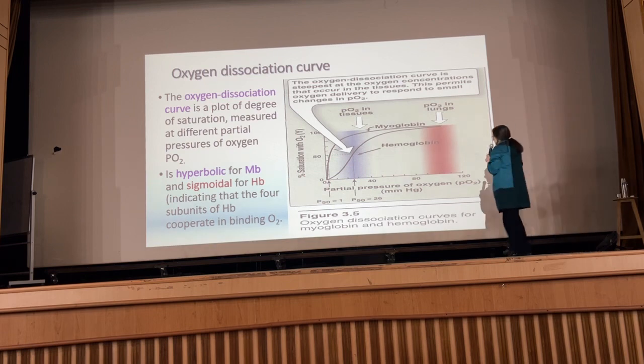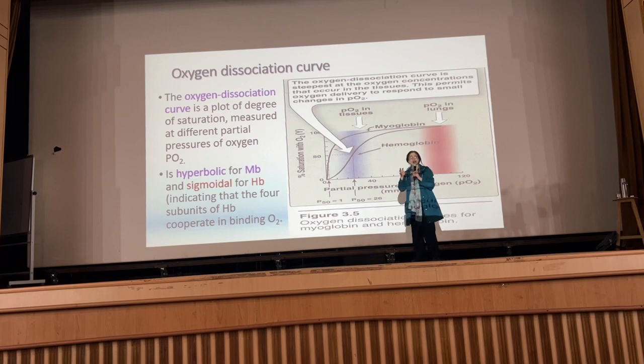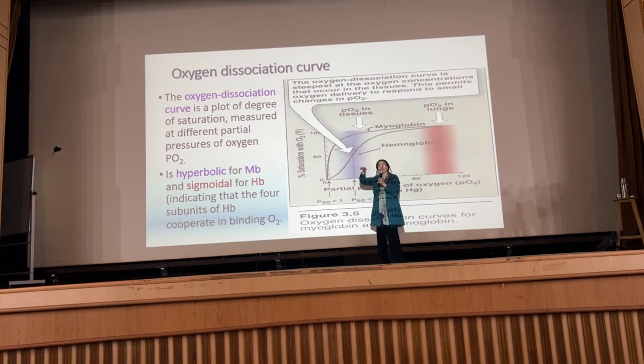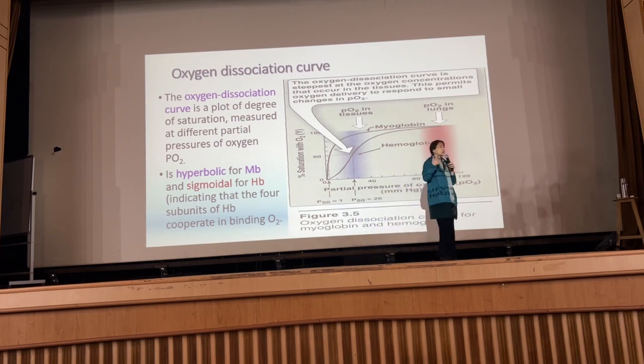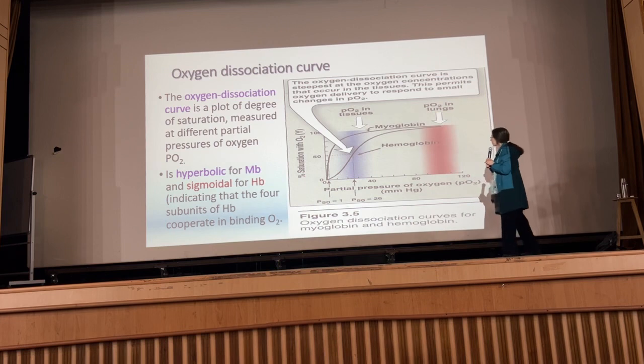Okay? Hemoglobin, because it has 4 subunits, the shape of the curve is sigmoidal, a little bit like an S. And that indicates that there is, if you like, a gradual saturation of hemoglobin with oxygen. One subunit, then another subunit, then other subunits, induced by the first binding.